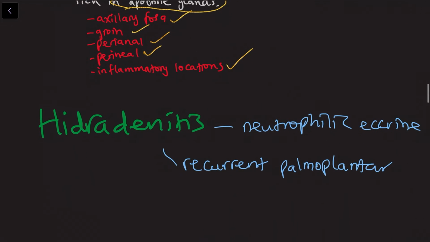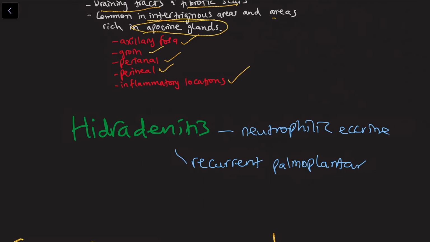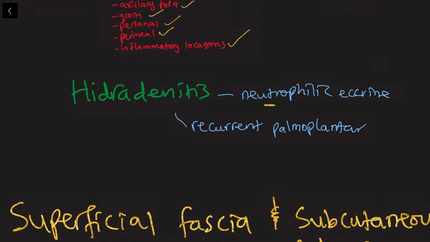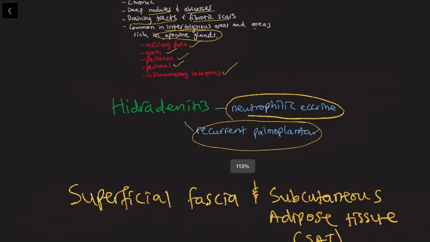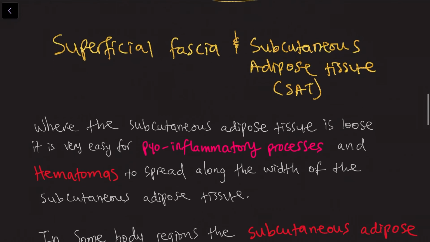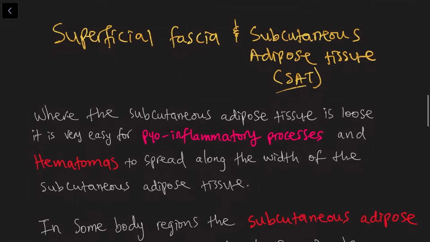So hidradenitis, as we said, affects eccrine glands, and there are many types of hidradenitis. Here are two more examples: neutrophilic eccrine hidradenitis, as well as recurrent palmoplantar hidradenitis. Okay. Now, let's talk about the superficial fascia and the subcutaneous tissue, also, which I abbreviate as SAT.